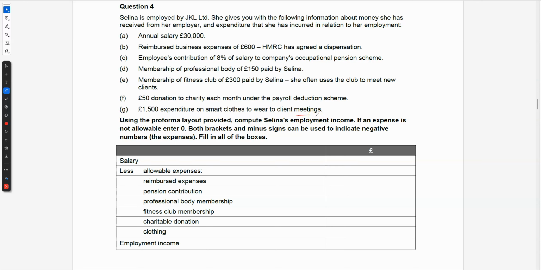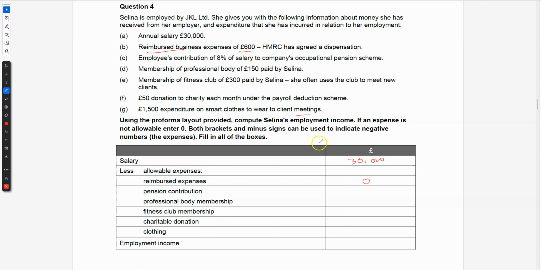Now remember that the question is asking about the allowable expenses. The salary of course is 30,000, we write it down first. Now we need to see which expense is allowable. Any reimbursed expense, remember that it is not allowable. If the employee takes money back because she spent it for some reason, and she gets the reimbursement, it is a cash benefit, so it will never be allowable expenditure. Remember that, so it will always be 0. Reimbursed 600 is a taxable benefit.